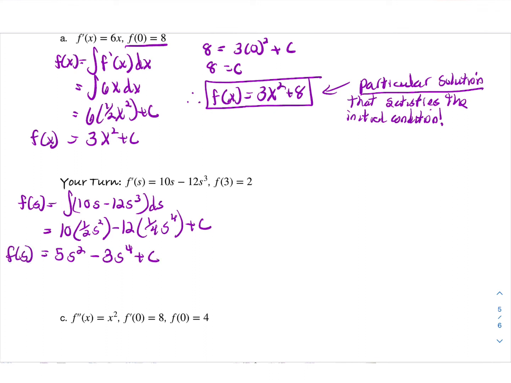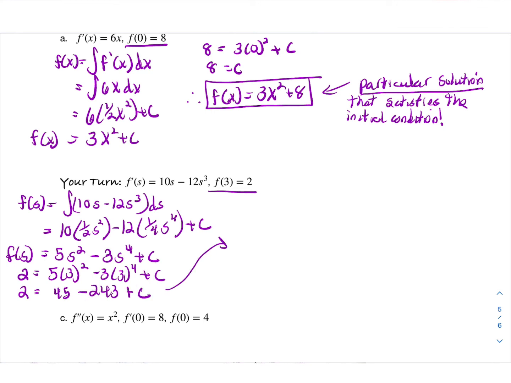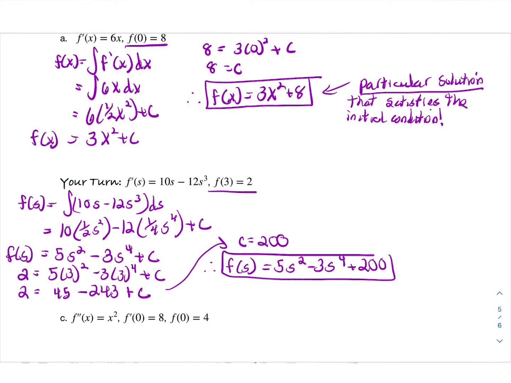To find the c value, I'm going to use my initial condition of f of 3 equals 2, replace f of s with 2 and every s with 3. Simplifying this down and solving for the c, I get that c is equal to 200. So therefore, my particular solution to this differential equation is f of s is equal to 5s squared minus 3s to the 4th plus 200.